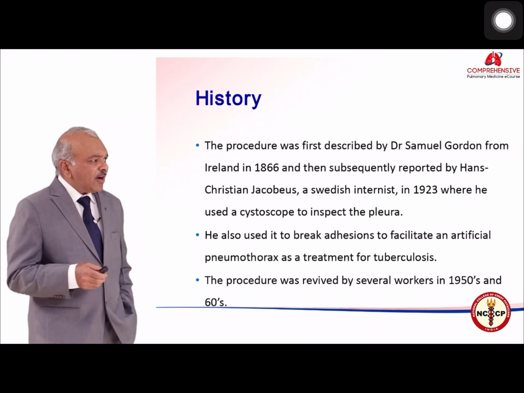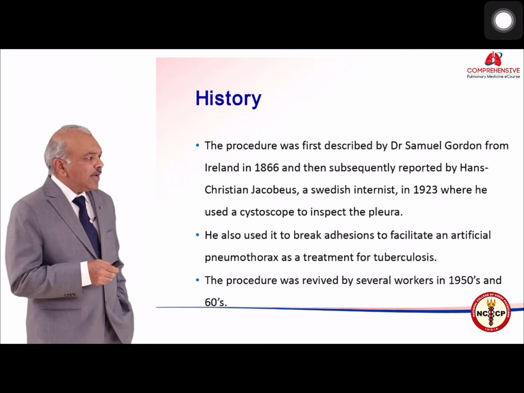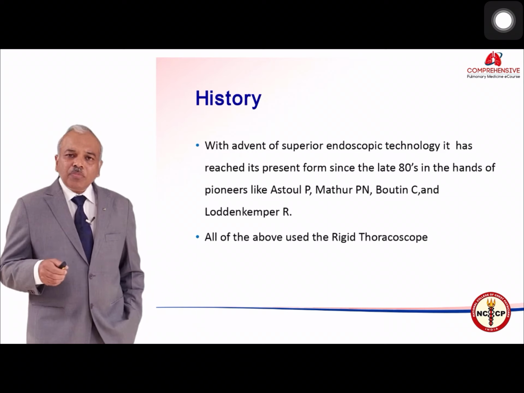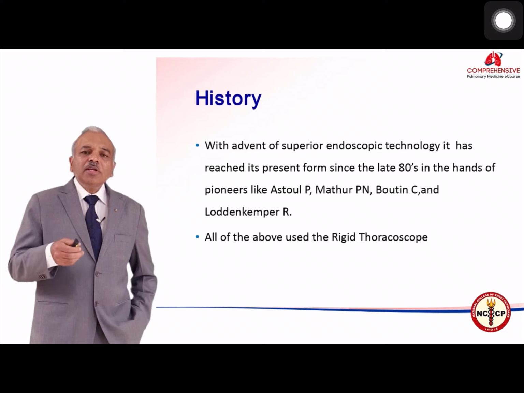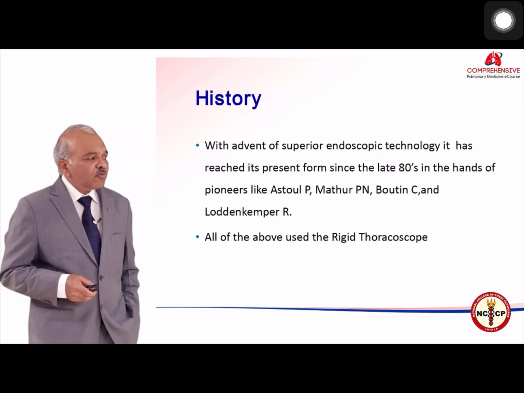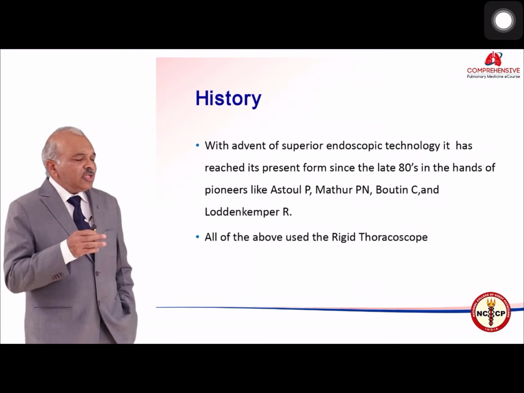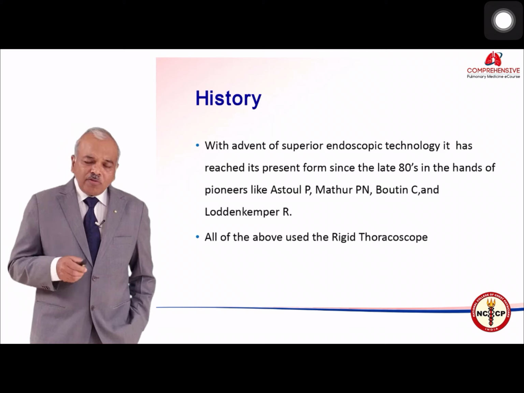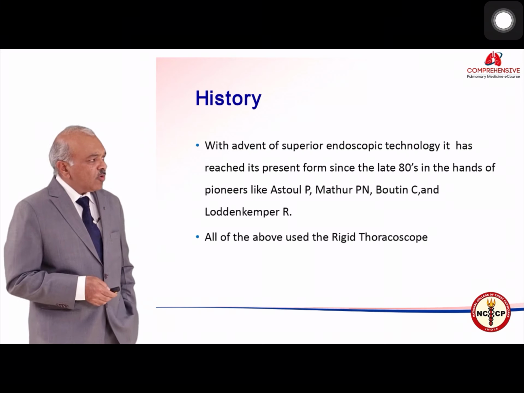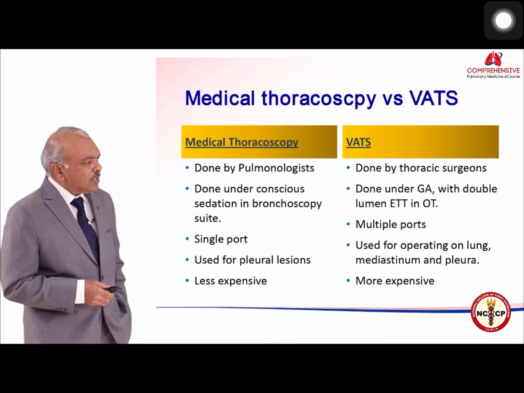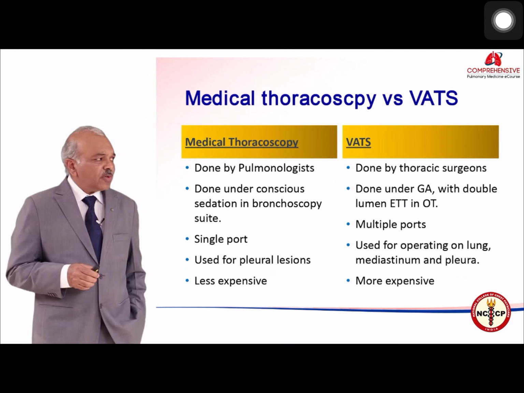The procedure was then revived by several workers in the 50s and the 60s, but later on it was the pioneers like Astol, Mathur, Bottin and Lodenkamper who eventually brought it to its present stage. All of these above use the rigid thoracoscope. We will be talking about another thoracoscope which has now come in, which is the semi-rigid thoracoscope, but more of that later. Now, what is the difference between medical thoracoscopy and VATS or video assisted thoracoscopic surgery?